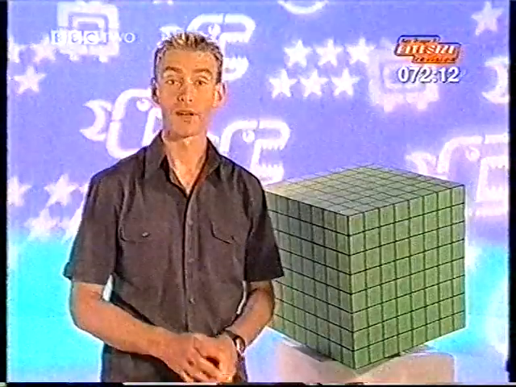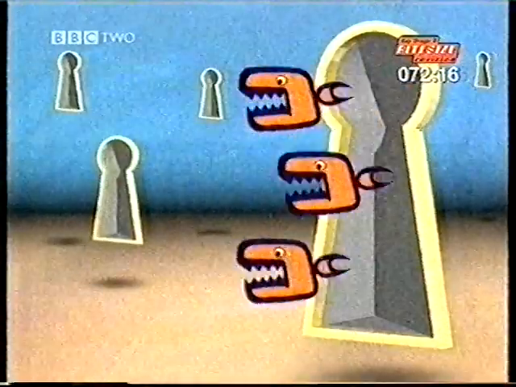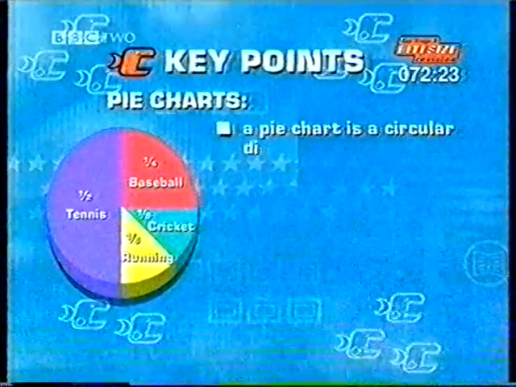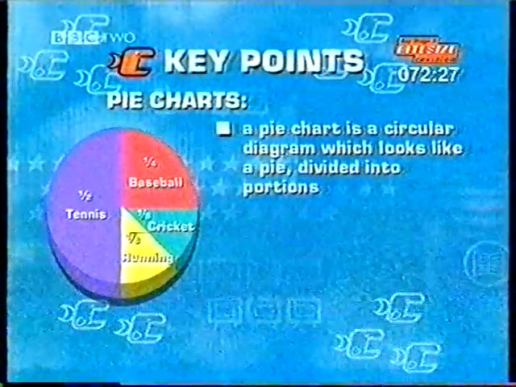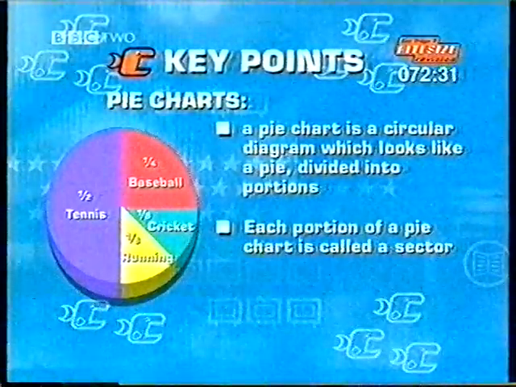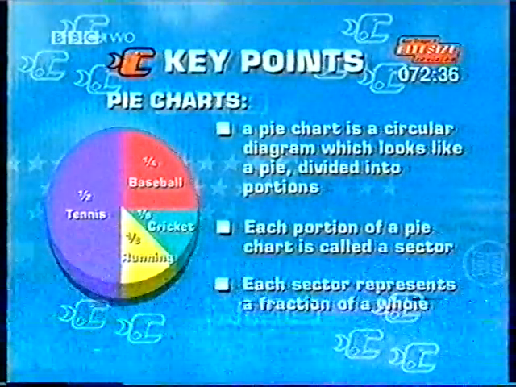Let's just summarise by taking a look at some key facts about pie charts. A pie chart is a circular diagram which looks like a pie, divided into portions. Each portion of a pie chart is called a sector. Each sector represents a fraction of a whole.